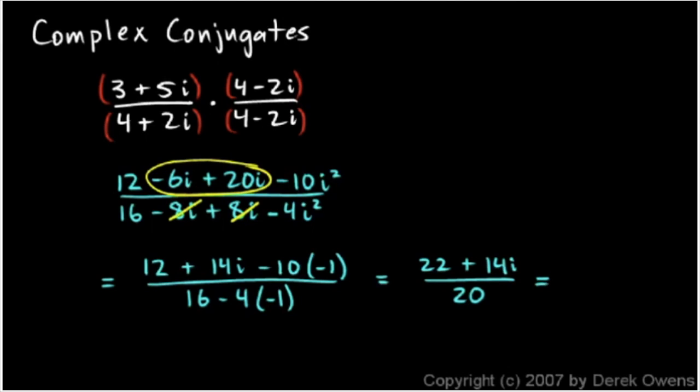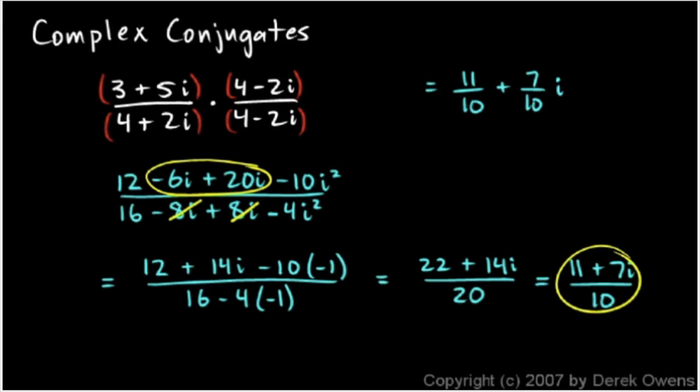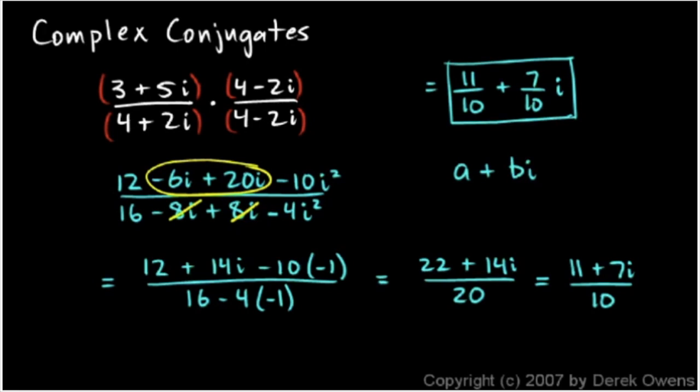And I can simplify this one step further just by dividing everything by 2. This is going to equal 11 plus 7i over 10. And if you want to put it in standard form, you could write 11 tenths plus 7 tenths i. Just split this up into 2 fractions. And again, most people would take this or this as an answer. But if you're specifically told to write your answer in standard form, you want to write it like this. This is a plus bi form. a in this case is 11 tenths, b is 7 tenths.